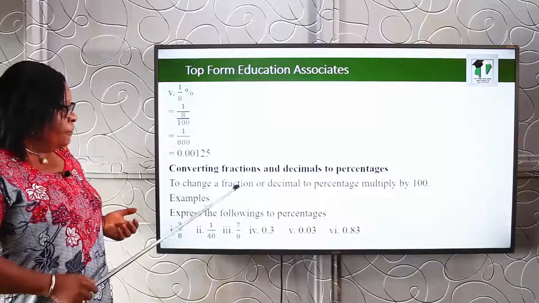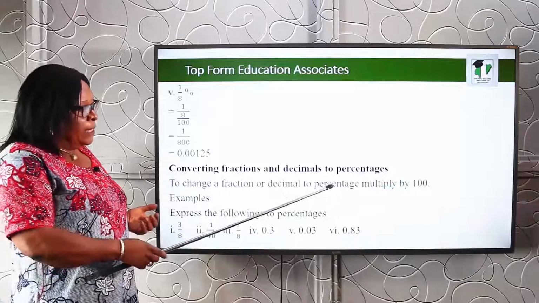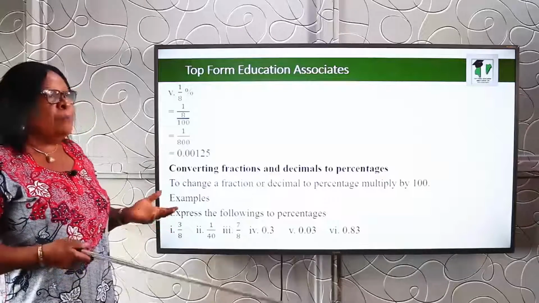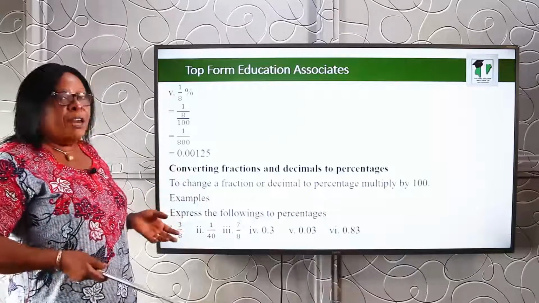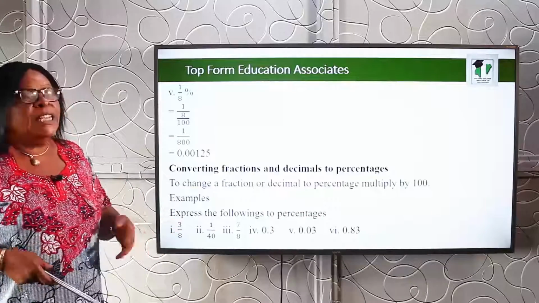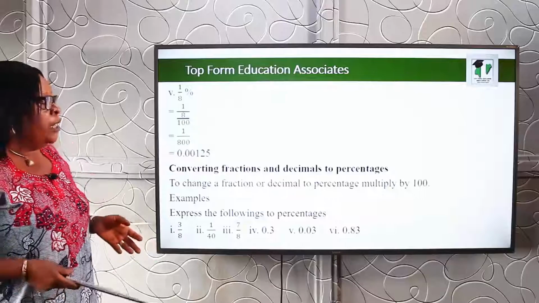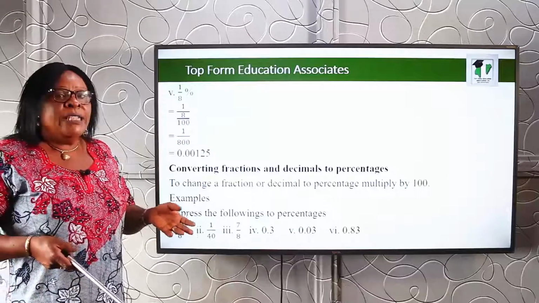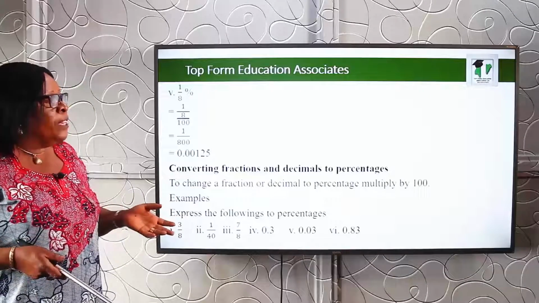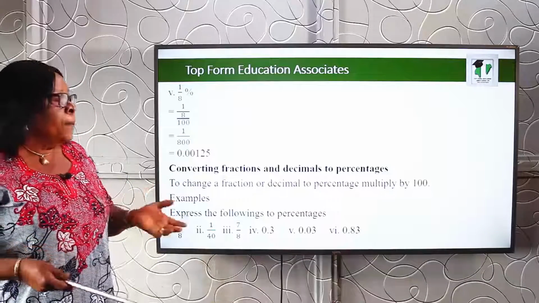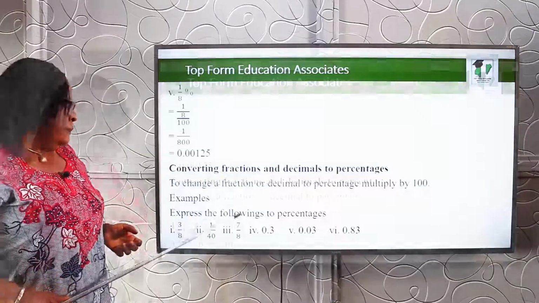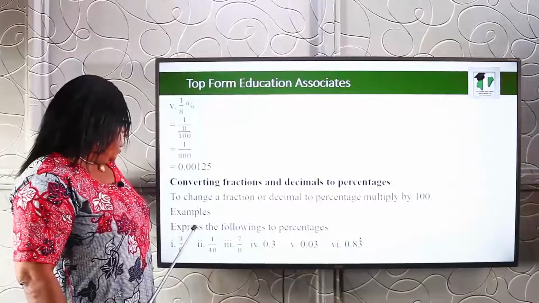To change a fraction or decimal to percentage, just multiply by 100. If it is a fraction, for example, 1/4, to change it to percentage, multiply it by 100. If it is a decimal, for example, 0.3, to convert it to percentage, multiply by 100. Let's look at examples.